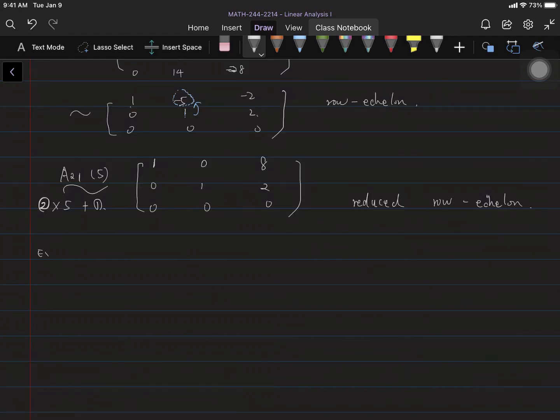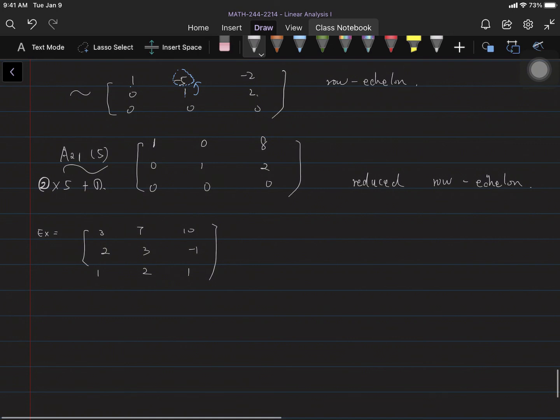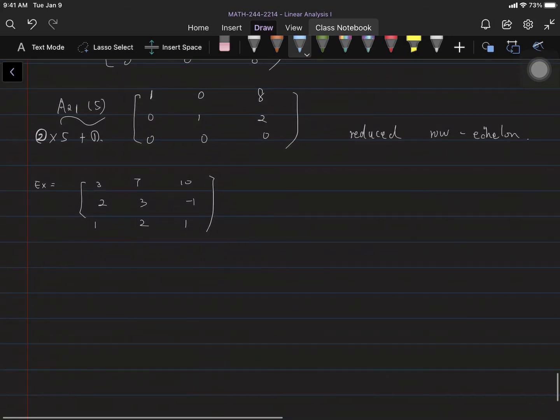You can try this exercise problem. This is a given matrix like this. I'm going to give you the solution here, but you should practice this by yourself. This is number 3. You may do it a different way. There's no unique way to change this into row echelon or reduced row echelon. You may get a different answer, but the rank is always the same.